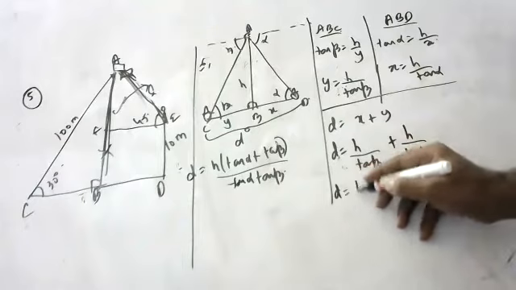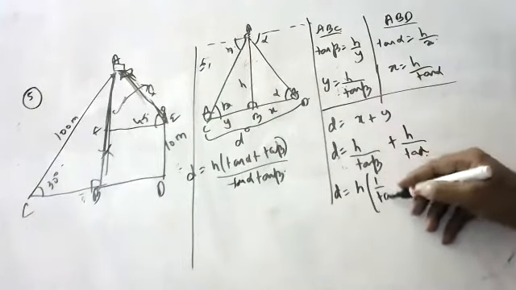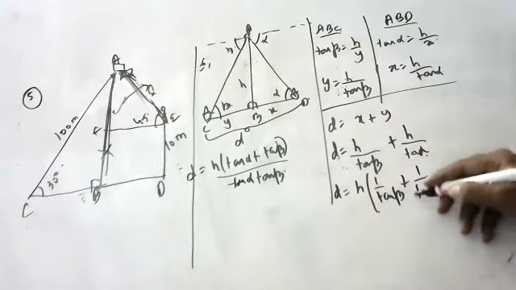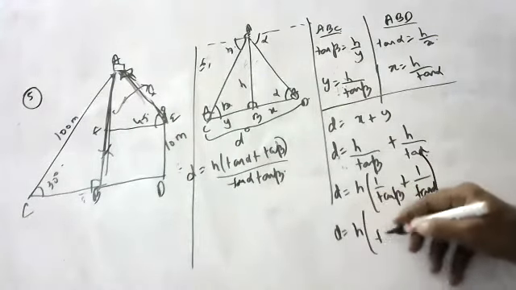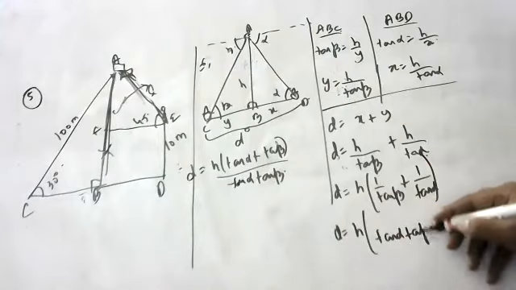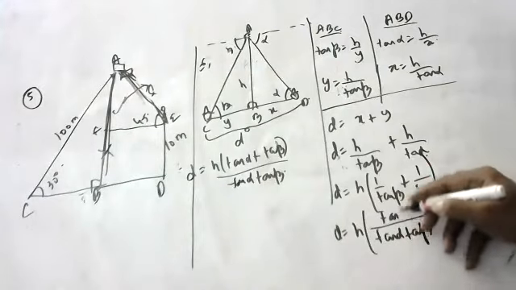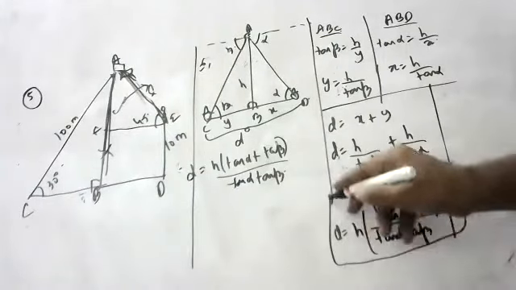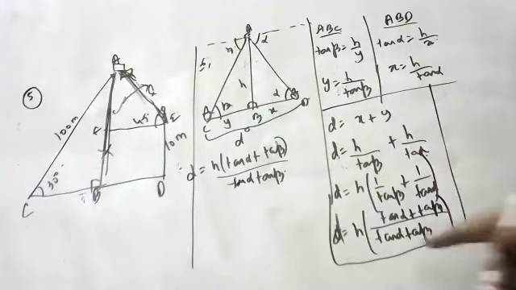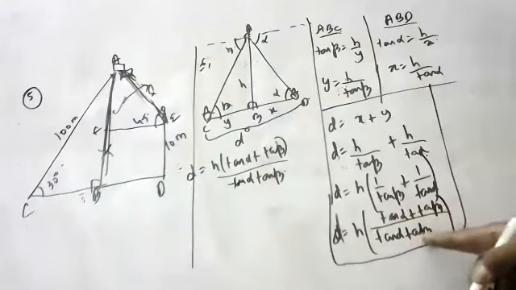So distance is equal to, taking H common, H into (1 by tan beta plus 1 by tan alpha). If we take LCM, h into (tan alpha plus tan beta) by (tan alpha into tan beta). This is the distance between the ships. The distance between the ships is h into (tan alpha plus tan beta) by (tan alpha tan beta).